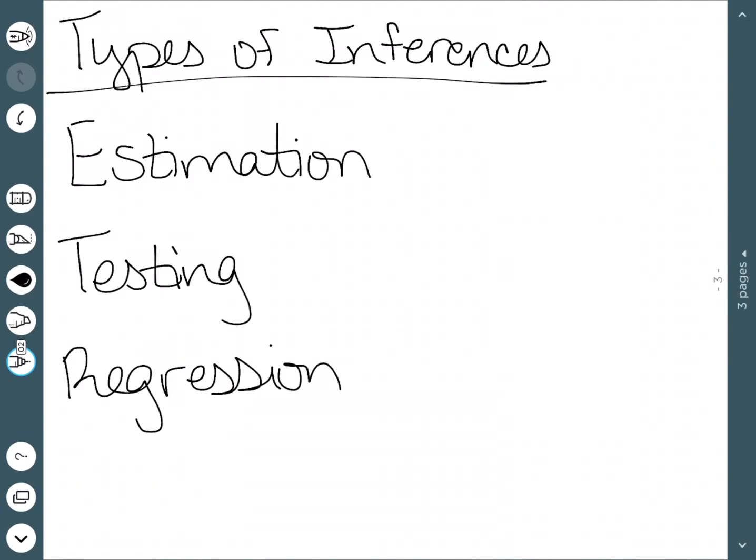The final one is regression, and this is one we've already talked about. This allows us to make predictions about the value of a variable. So the first is estimating it, the second is making a decision, and then the third is making predictions.